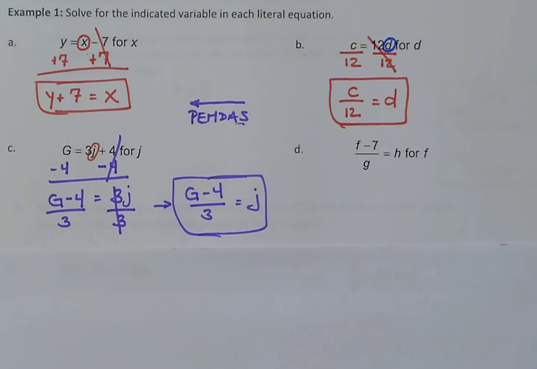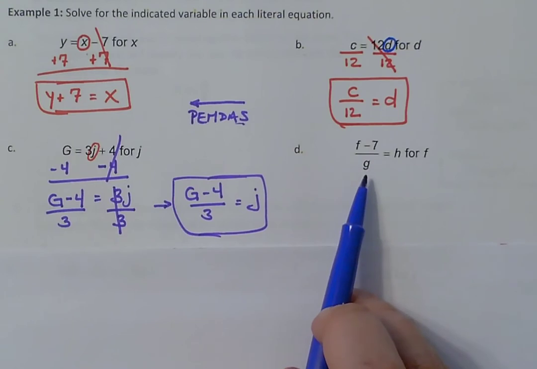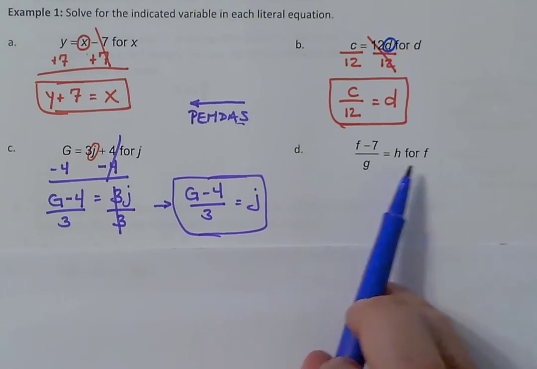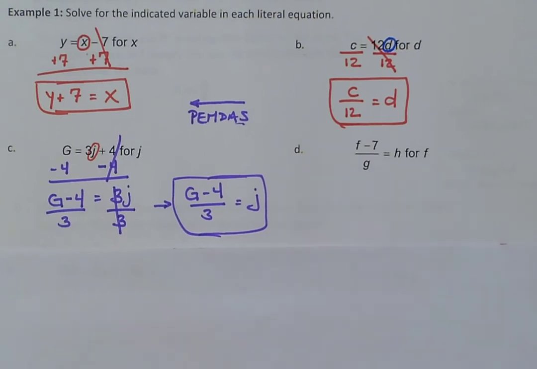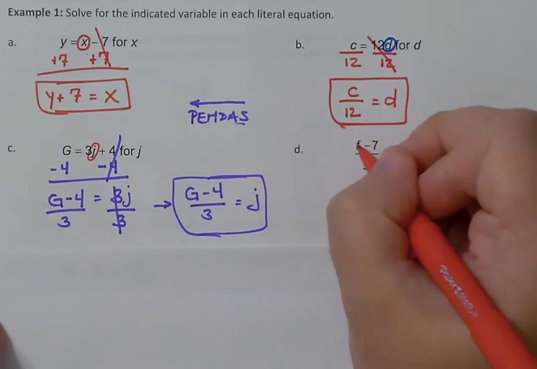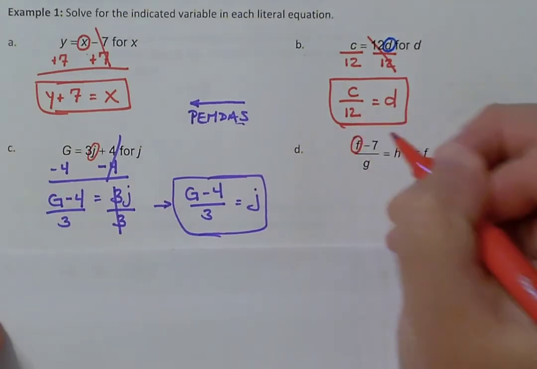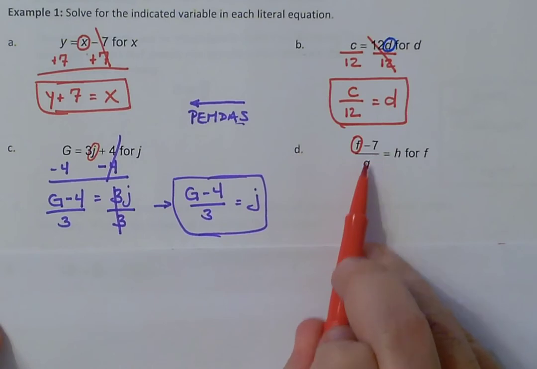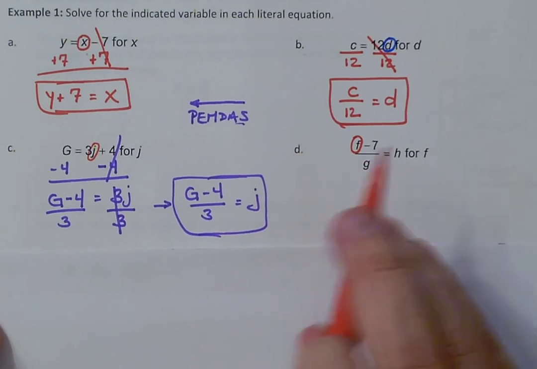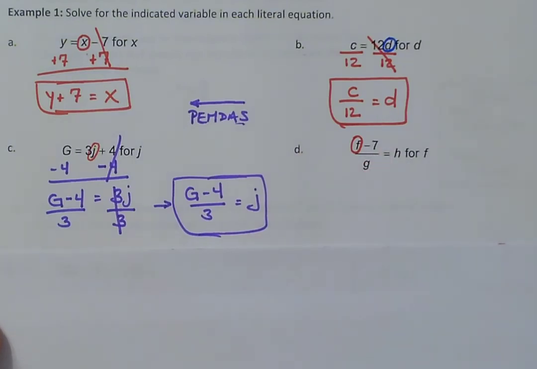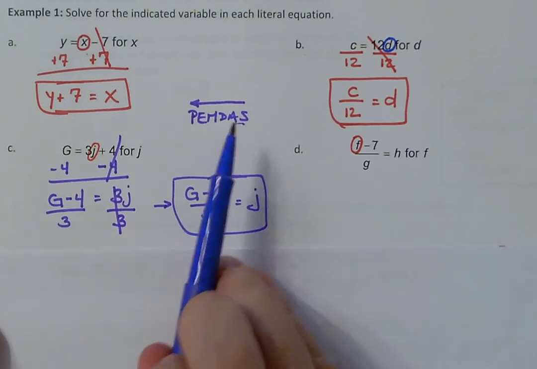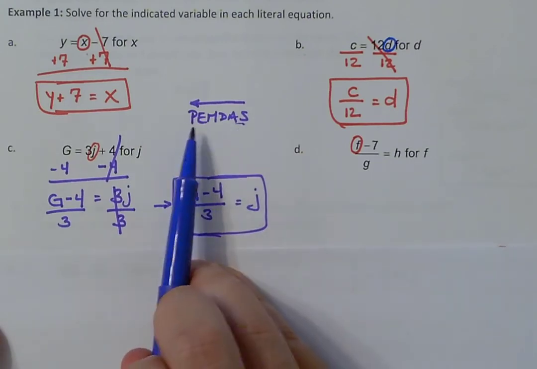All right, if we take a look at D, we have (f minus 7) over g equals h, and we need to solve for f. So in this problem, we are going to solve for f. Again, we have (f minus 7) over g equals h. Now, like I have mentioned before, we do reverse order of operations.